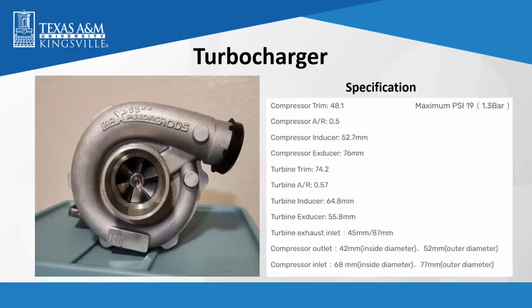And this is our turbocharger specification. It has a maximum boost pressure of 19 psi, and all the dimensions for the compressor and turbine are here. So based on this specification, we calculate the temperature and pressure for each state of the breathing cycle.